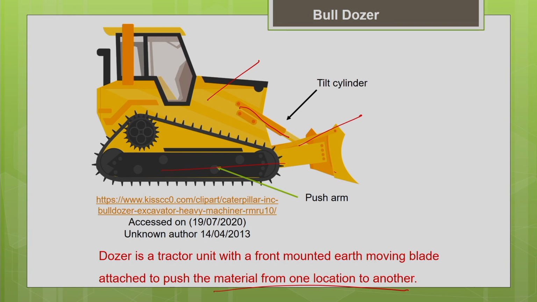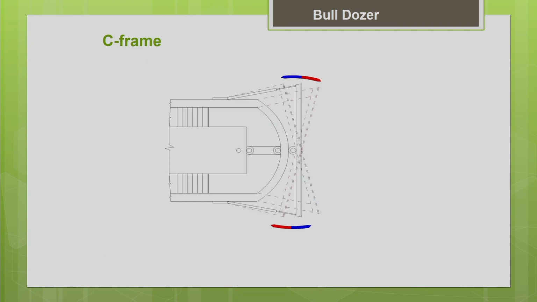Similarly, there are other types of connections, for example, a C-frame connection between the tractor and the blade. With this particular kind of connection, certain types of blade movements are possible. Basically, the connection between the tractor unit and the blade will decide the possible movements or adjustments for the particular blade. We will discuss the blade movements later.